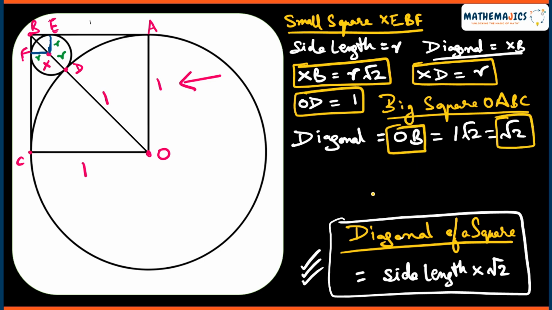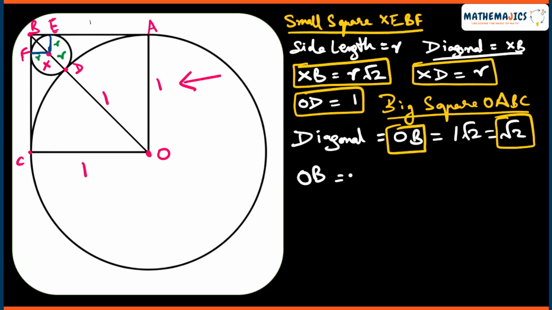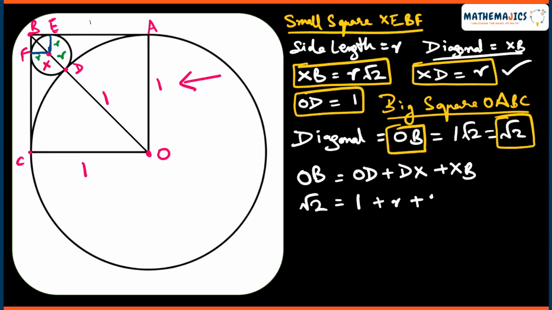After this, what will happen? Let's see. We can write OB as OB equals OD plus DX plus XB. Please look at the figure and see how I have written OB. I hope you have understood. So OB is nothing but root 2. OD we have found out as 1, the radius is 1, and DX, or we can write it as XD, is r. XB is r root 2.